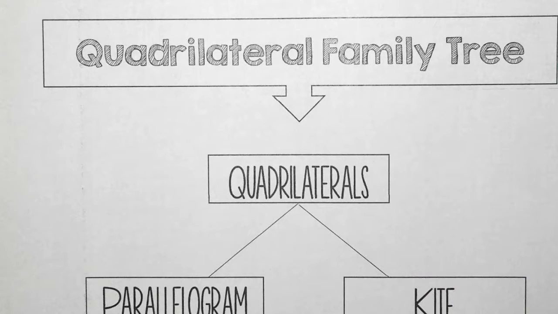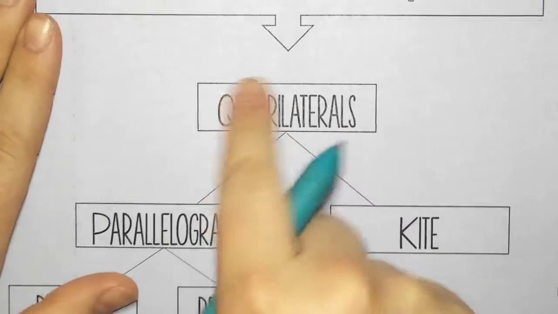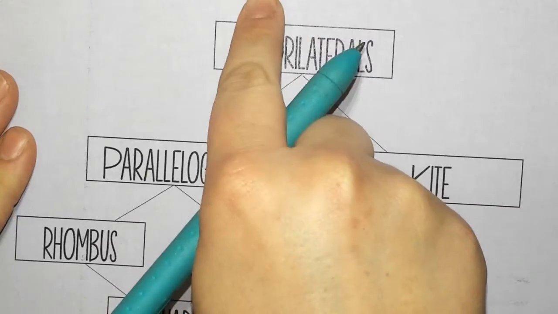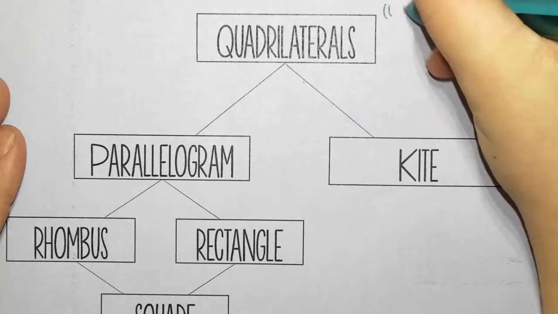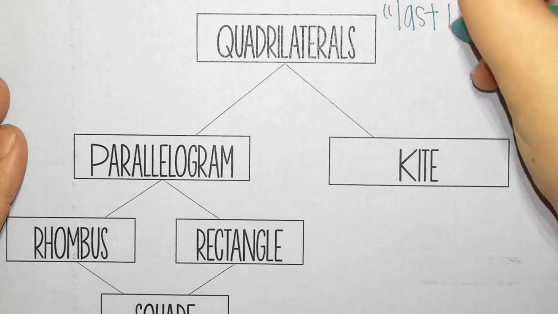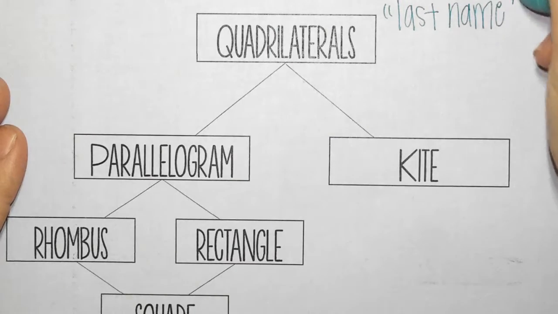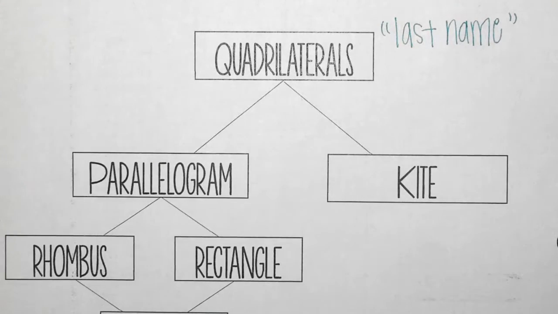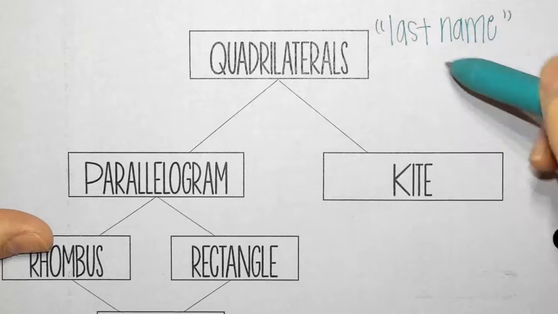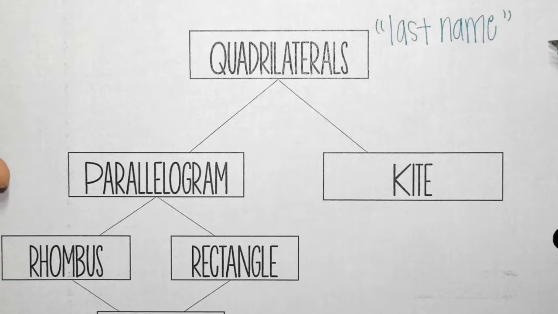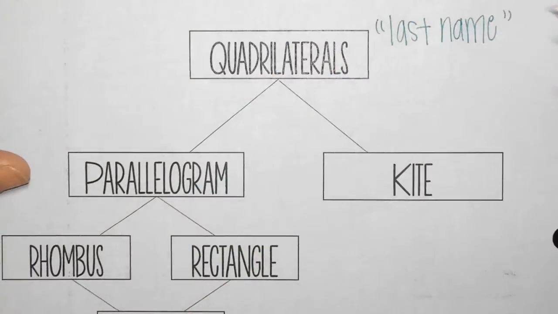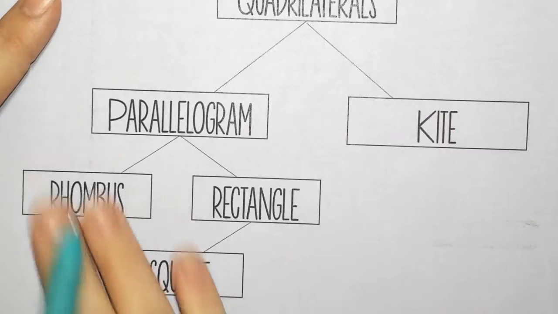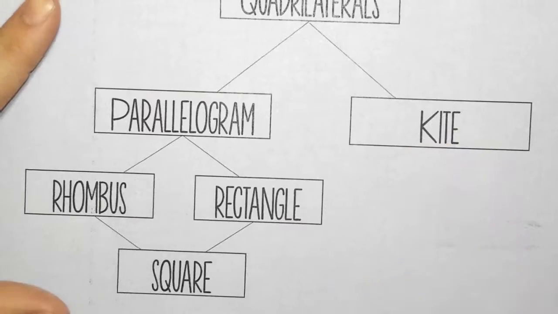Here's the quadrilateral family tree. Okay, so remember, it all starts off with a quadrilateral. So all of these things underneath the quadrilateral are quadrilaterals. Basically, this is like a last name. You know how you might have siblings that are your family, and some people have the same last names, right? But then your first name is different because you're different people, but you're from the same family. These are all quadrilaterals, but they're different forms of quadrilaterals.